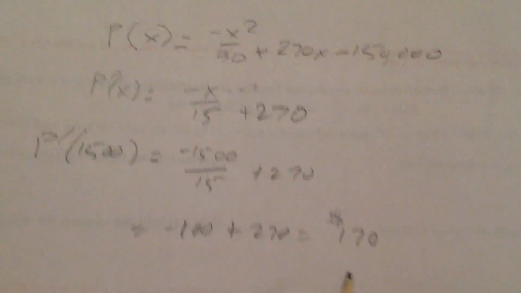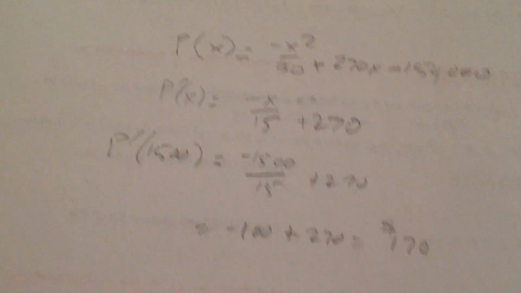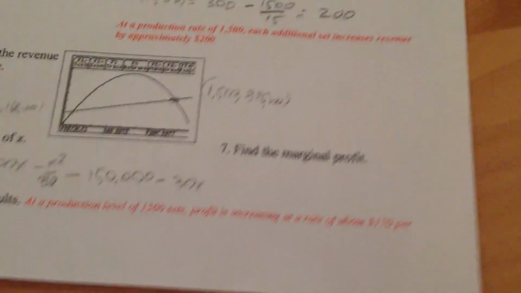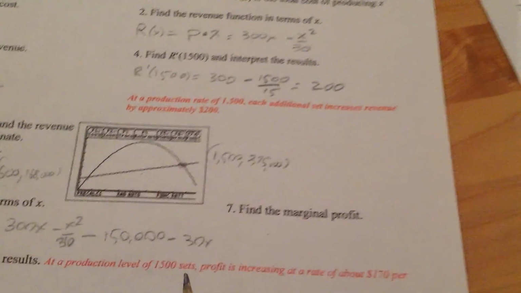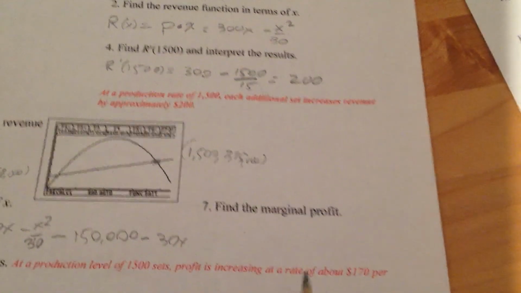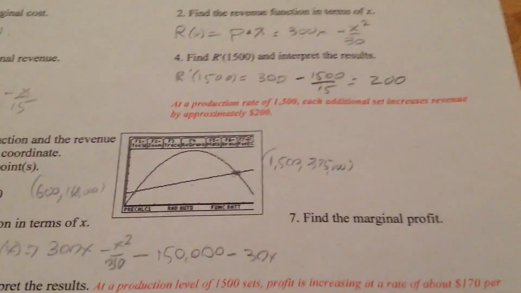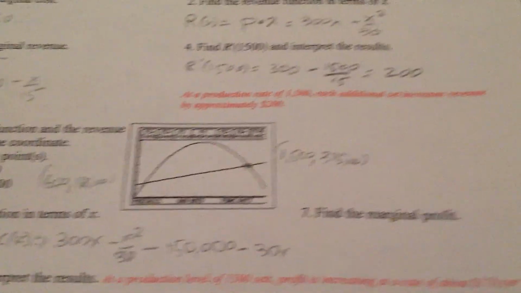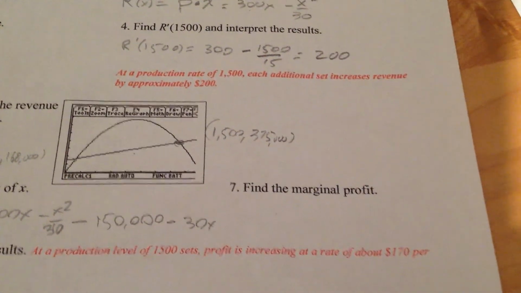So that very moment in time, well, I can flip this back over. It tells you right on here what that means in context. At a production level of 1,500 sets, profit is increasing at a rate of about $170 per set. After that point in time, you would find that profit would be decreasing. So I think that's everything.